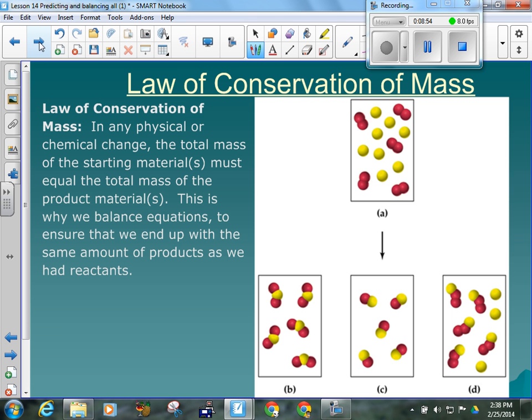Which one of these is showing the law of conservation of mass being obeyed? D. In D there's 2, 4, 6, 8, 10 red, and there's 1, 2, 3, 4, 5, 6, 7, 8 yellow. And there's 8 yellow up here. Everybody follow me there? So in this one, yes, we've had a chemical reaction occur, and we have the same amount of product as we had reactant. So that's what the law of conservation of mass is. Could that be a multiple choice type question? What do you think? Yeah, that's a pretty easy multiple choice question.